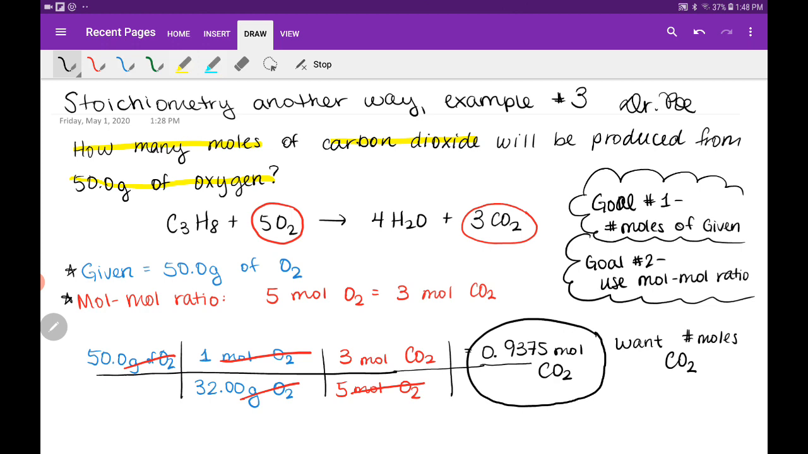So in this example, we only needed the molecular weight of the given. And the reason we needed that was to convert the units of the given from grams to moles. And we need the given in moles so that we can use the mole-mole ratio. What we wanted was the number of moles, so we didn't have to do any further conversions after that. But if the problem explicitly asked for grams, then we would use the molecular weight.